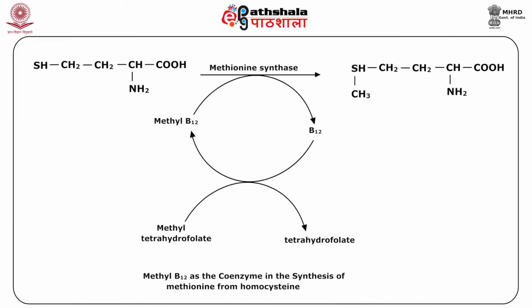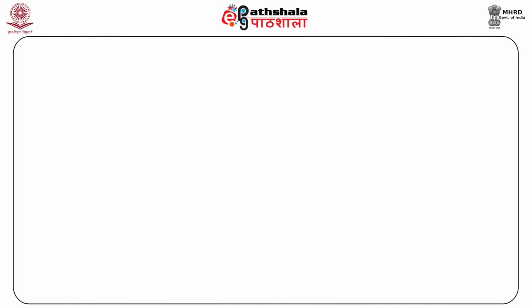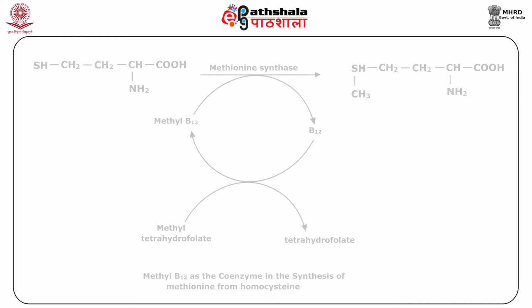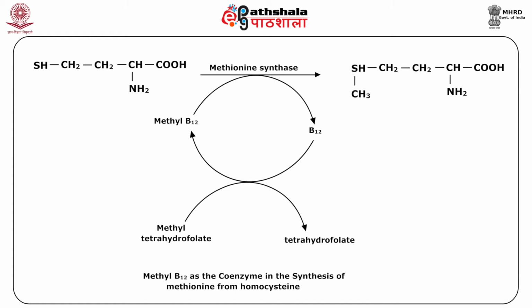Methylcobalamin is the coenzyme in this particular reaction. The second reaction using a B12 coenzyme is the conversion of methylmalonyl CoA to succinyl CoA. CoA is coenzyme A, and 5-deoxyadenosylcobalamin is used as a coenzyme in this reaction. Now you can see this reaction clearly in this figure as shown to you here.